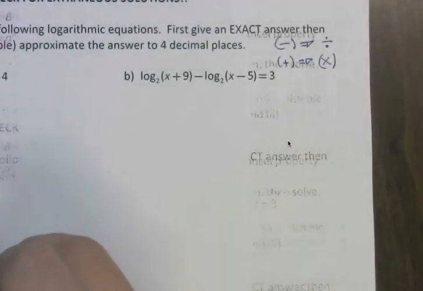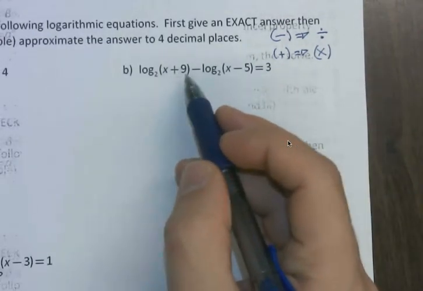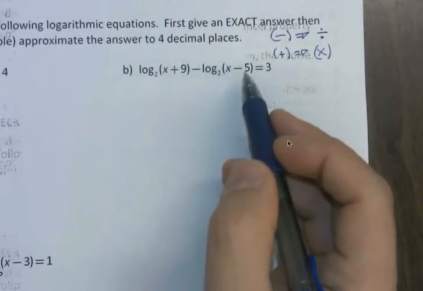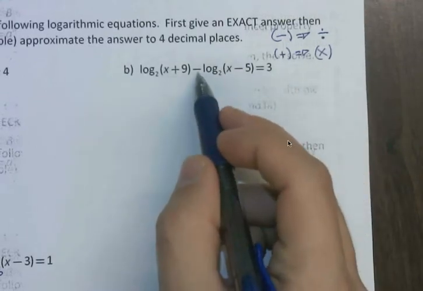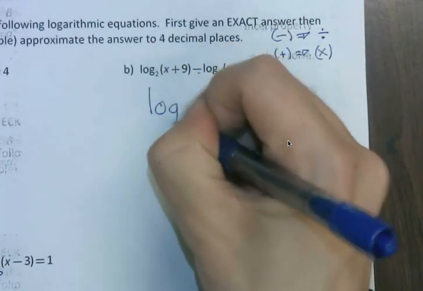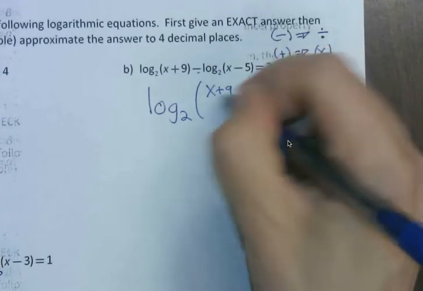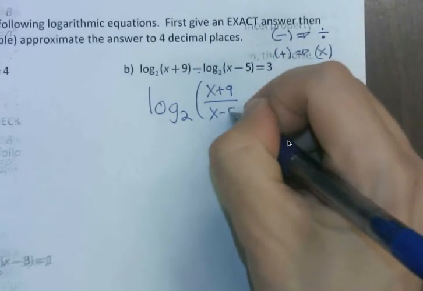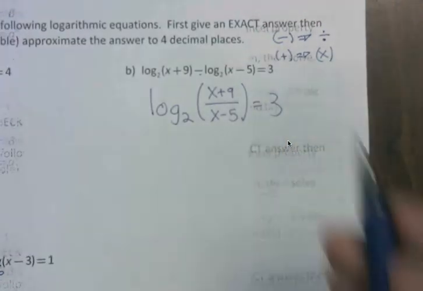So I see that we have log base 2 of x plus 9, subtracting log base 2 of x minus 5. This is equal to 3. If we look at this, this is subtracting. So I know that I can rewrite this as one log with base 2 of x plus 9 over x minus 5. And this should be equal to 3.